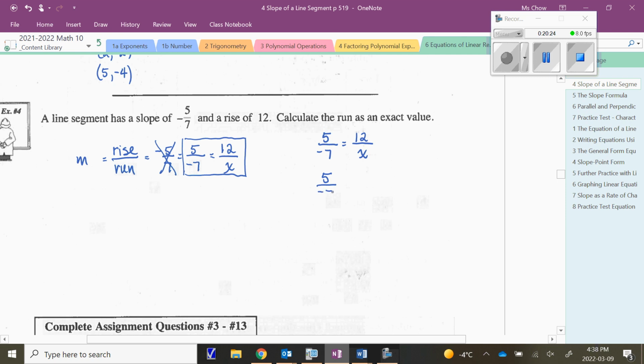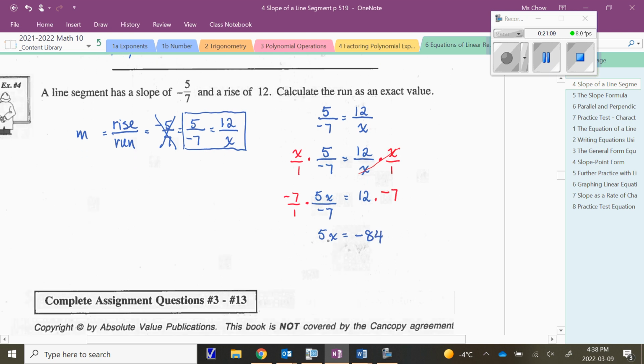So if I have 5 over negative 7 equals 12 over x, I do not love that x in the denominator, so I can go ahead and multiply both sides by x, or x over 1. And the nice thing about that is x over x is 1, so that goes away. So we have then 12 is equal to 5x over negative 7. So now we will multiply both sides by negative 7 over 1, multiply by negative 7. And so now we have 5x is equal to negative 84.